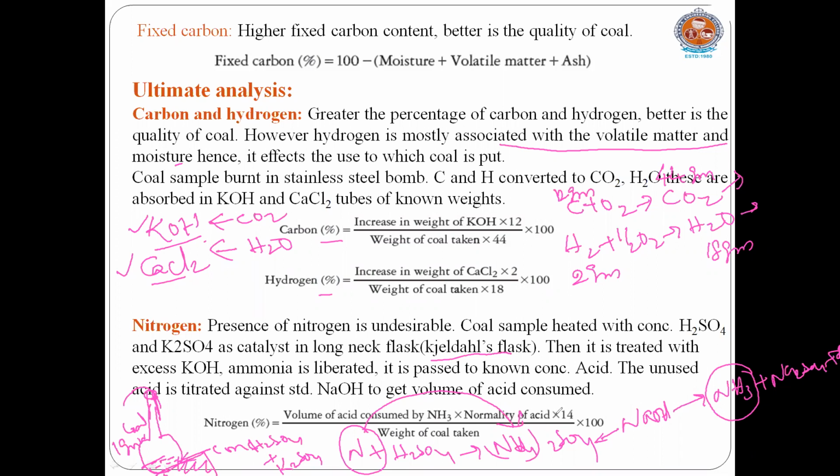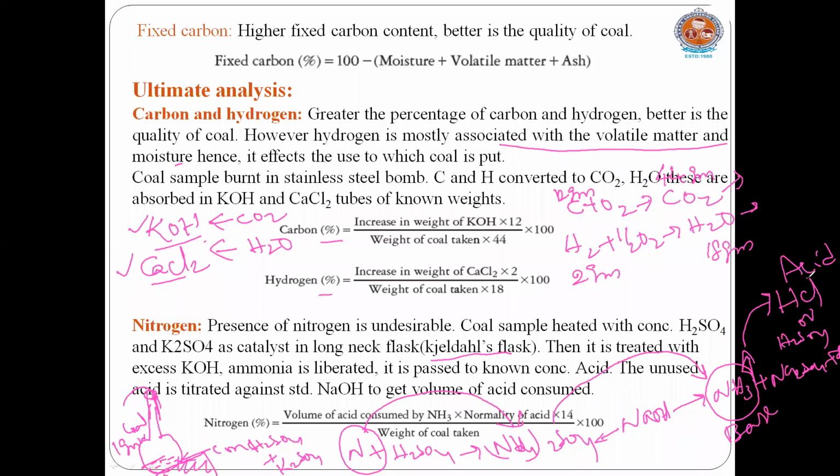This soluble salt, ammonium sulfate, by reacting with the sodium hydroxide, is converted into ammonia gas, right? Solid to liquid, liquid to gas. This ammonia gas, which is produced in the long neck flask, is passed into hydrochloric acid, either hydrochloric acid or sulfuric acid, whatever it is, because it is a base, we pass it into the acid, right?